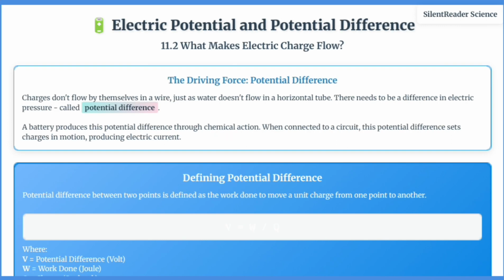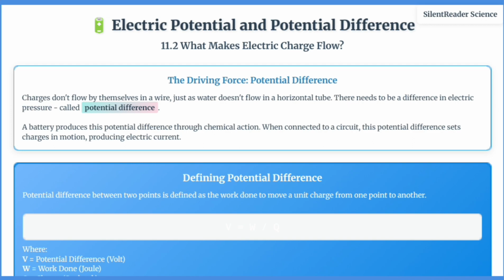Now let's understand what makes electric charge flow in the first place. Charges don't flow by themselves in a wire, just as water doesn't flow in a horizontal pipe. There needs to be a difference in electric pressure. This is called potential difference. A battery produces this potential difference through chemical action. When connected to a circuit, this potential difference sets the charges in motion, producing electric current.